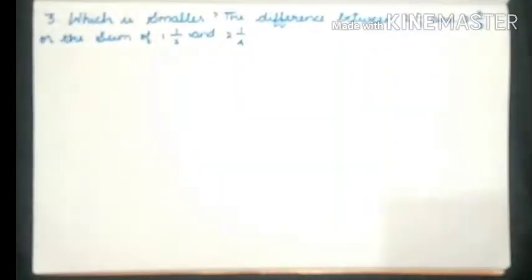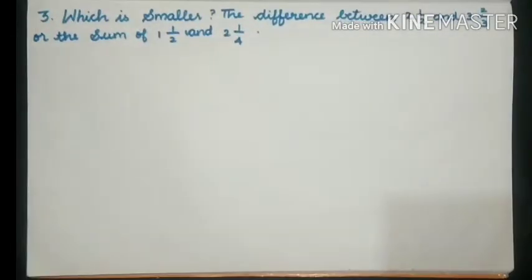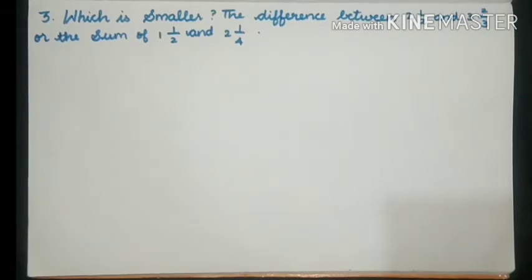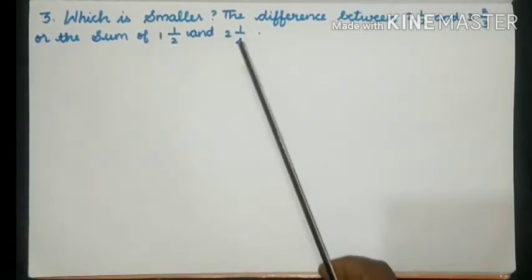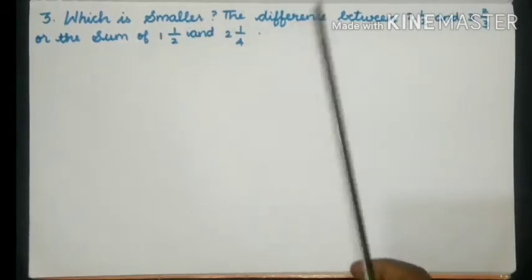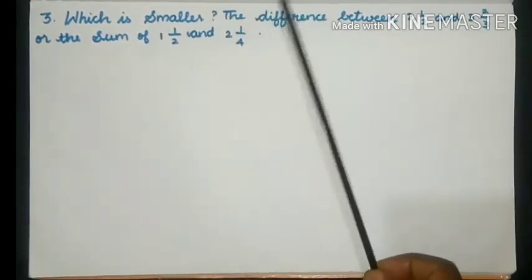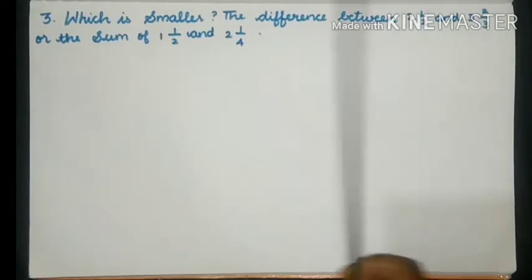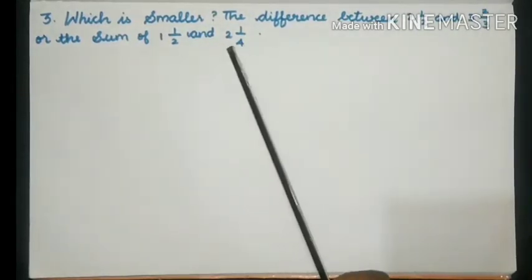Third sum, which is smaller? The difference between 1 by 2 and 2 by 3, or the sum of 1 by 2 and 1 by 4. See here, the given question is we have to find which is smaller, whether the difference between these two fractions or the sum between these two fractions.